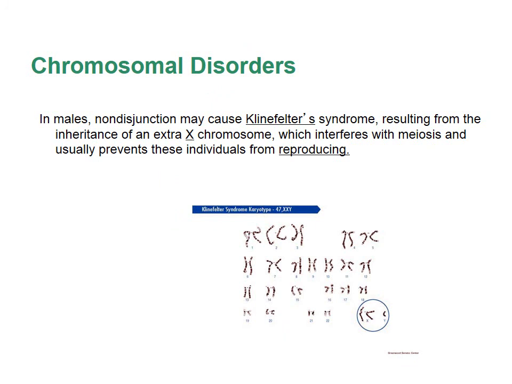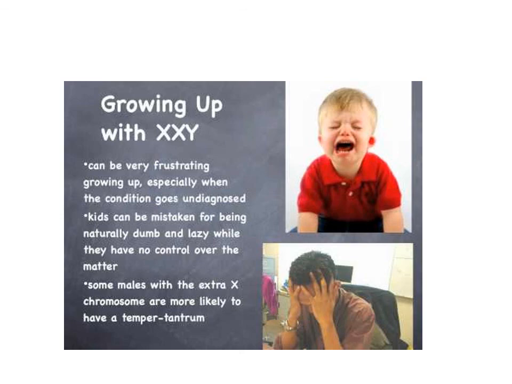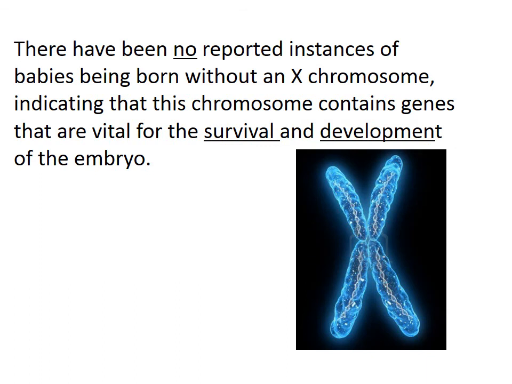Boys can have non-disjunction, and that can cause what's called Klinefelter syndrome, and that results from the inheritance of an extra X. So now we've got trisomy of the X chromosome, okay, and it interferes with them reproducing. So here's some information on XXY. Okay, go ahead and read that. And know that you cannot live without an X. I've talked about this in class before, because there are too many genes on the X chromosome that are vital for survival and development.